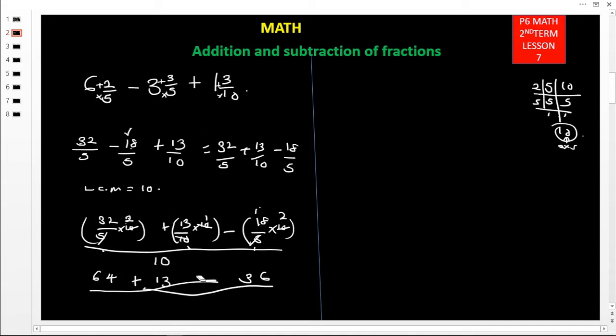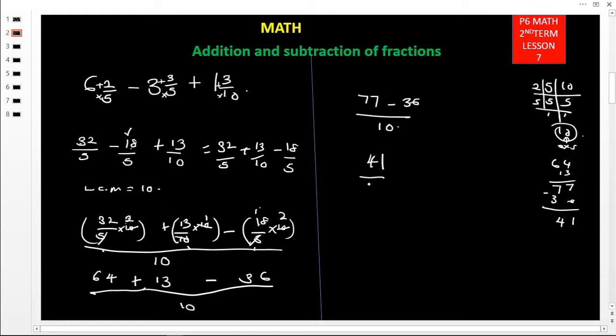And the LCM, let me first rub off this one. And what is our LCM? It is 10. So we now have 64 plus 13. What do we get? This is 7 and this is also 7. So here we come up with 77 minus 36 out of our LCM, which is 10. Then 77 minus 36: 7 minus 6 is 1, 7 minus 3 is 4, so we get 41 out of 10.